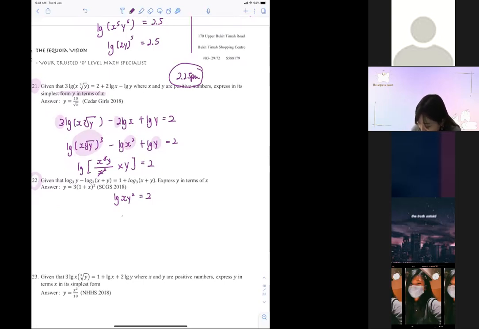Then we got xy squared, slowly. You don't want log anymore, bring over, is 10 to the power of 2, which is 100. Then we try to make y the subject. So it's 100 over x. Square root both. Square root of 100 is 10, square root of x is square root x. Answer.